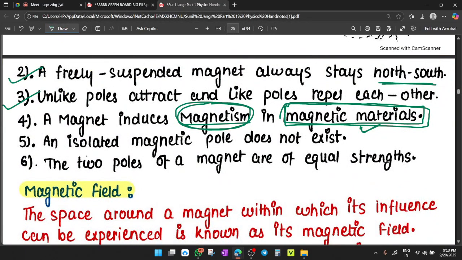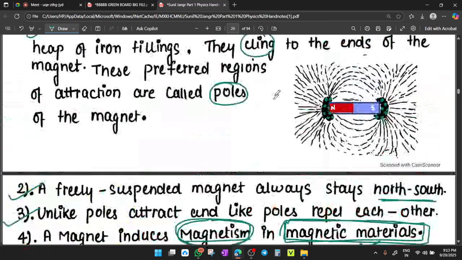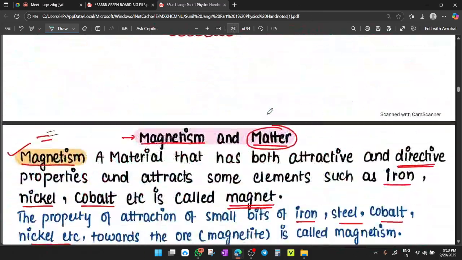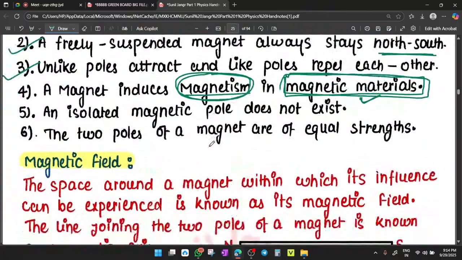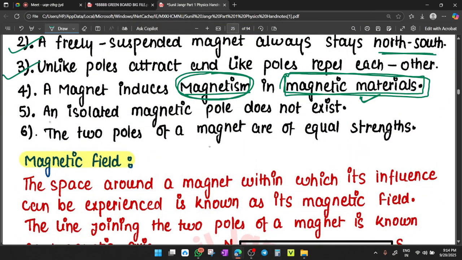Any doubt till here? Nitin, any line that is problematic for you? Okay.